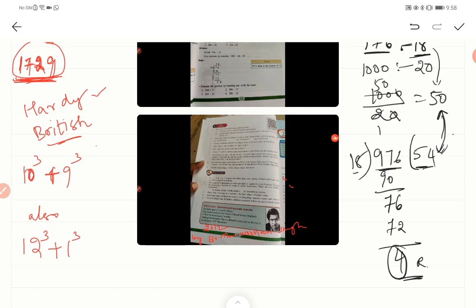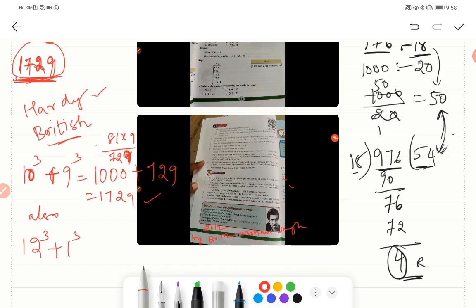So see, 10 cube is how much? It is 1, 2, 3 zeros, so you'll get 1000. 10 cube is 1000 plus 9 cube. 9 ones are 9, 9 eights are how much? 72, isn't it? So this is 729. When you add these two, you'll get 1729.